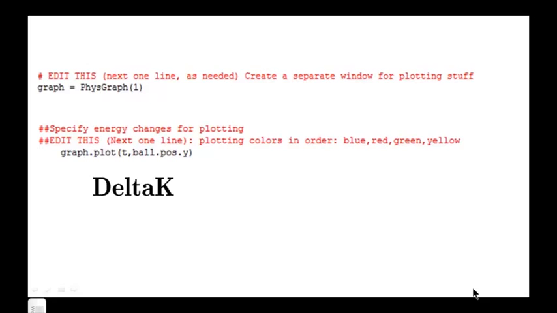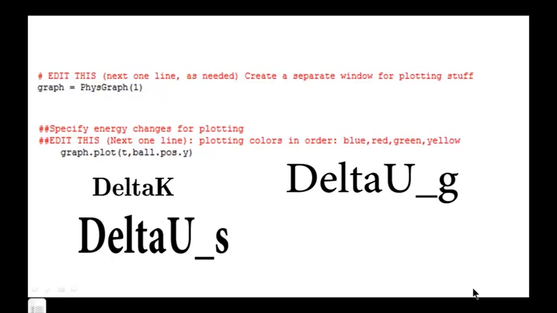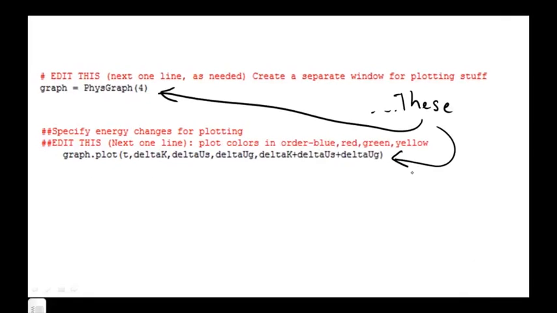We're going to plot delta K, the change in translational kinetic energy, delta U sub S, the change in spring potential energy, delta U sub G, the change in gravitational potential energy, and the sum of all these energy changes, which is delta E, the change in the total system energy. Here's what the revised code looks like for this.